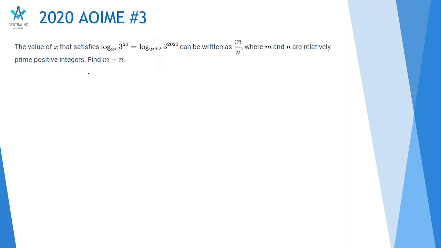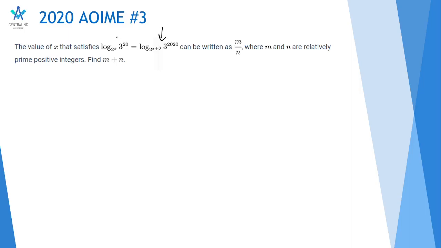The value of x that satisfies log base 2^x of 3^20 is equal to log base 2^(x+3) of 3^20 can be written as m over n, where m and n are relatively prime positive integers. Find m plus n.